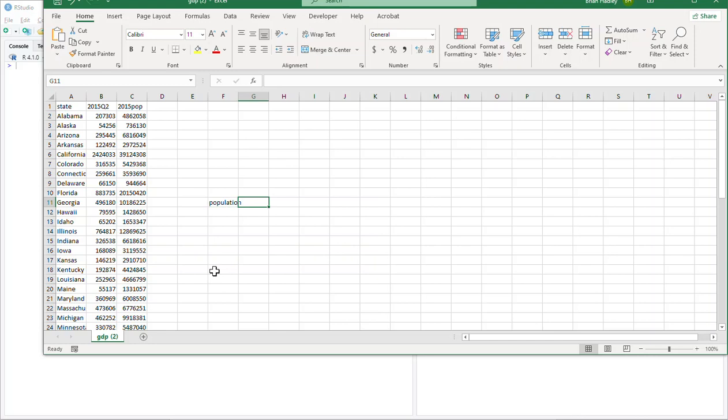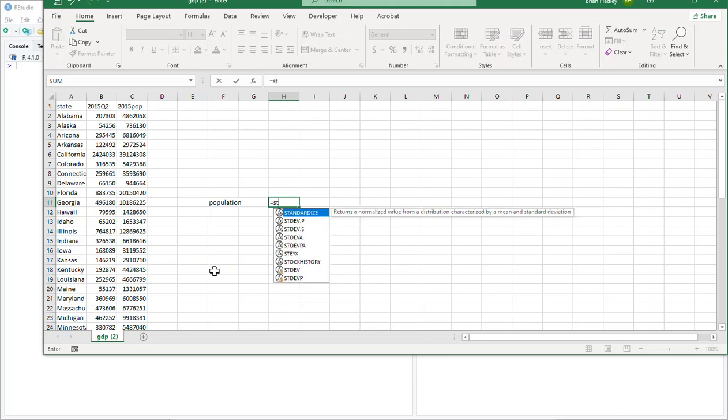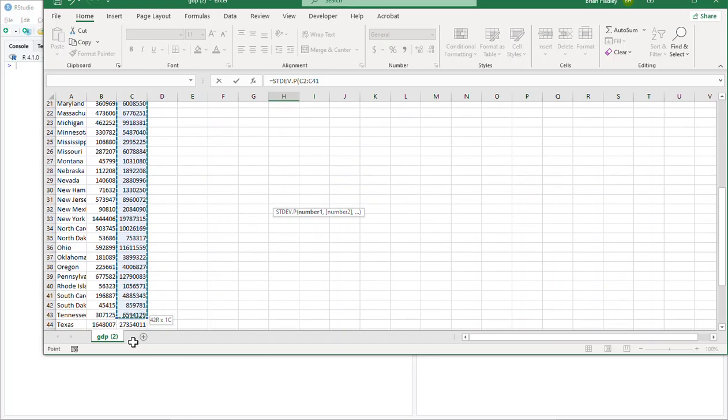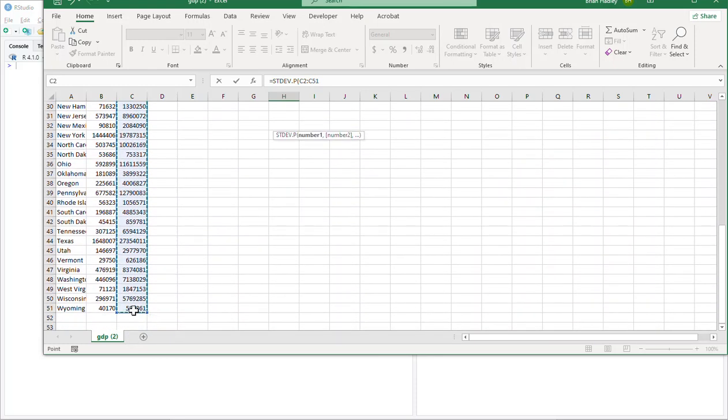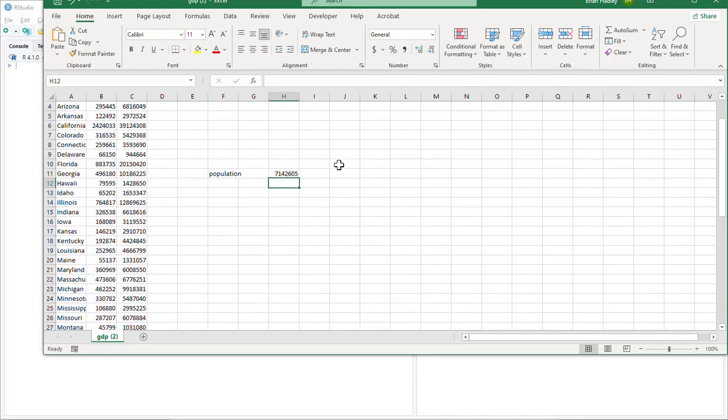So in Excel, there is a command for this, right? There's standard deviation, and see how it says dot P? The standard deviation based on the entire population. Well, this is the one I would want in this example because I have the entire population of all 50 states. This returns 7142605.